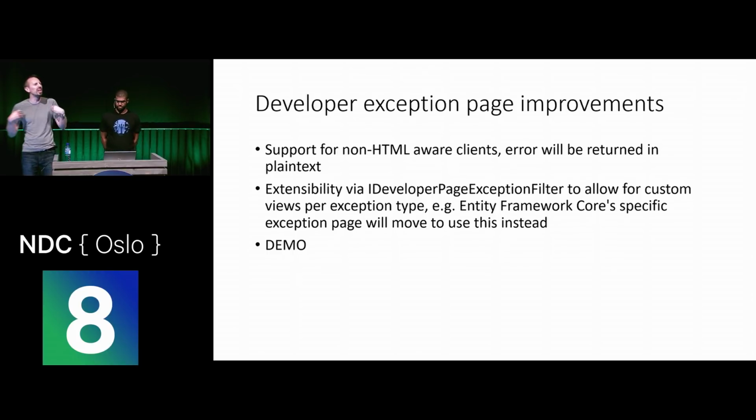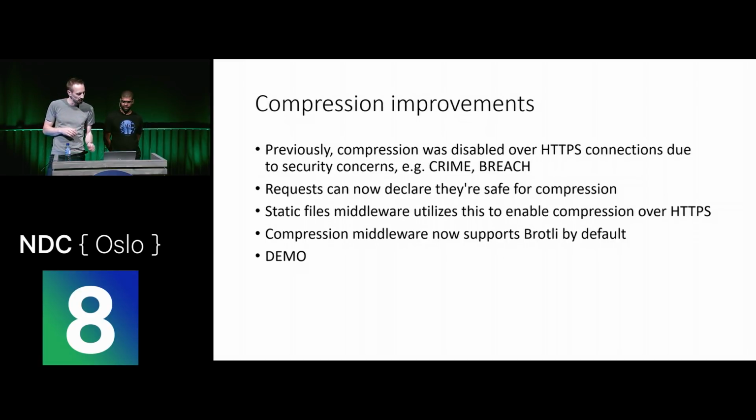And so now you can plug in your own custom view. So for example, if you wanted to send a JSON exception format, you could. For a specific exception, you could. We're going to update the Entity Framework Core specific developer exception page to not be its own middleware, but instead just plug into this one developer exception page just to clean things up a bit. So that's coming as well.